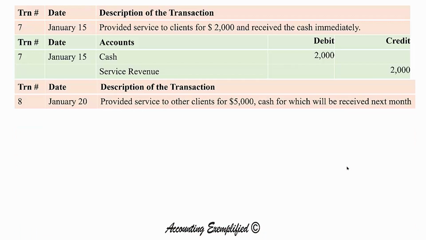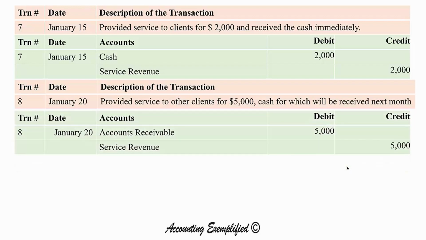January 20, the company provided services to other clients for $5,000 and here the cash will be received next month. That means the client is going to pay the cash only next month. So this is a receivable, something the company is going to receive in future. So here we debit accounts receivable 5,000, credit service revenue 5,000. The revenue has to be recorded because the company has provided the service. The earning process is complete.